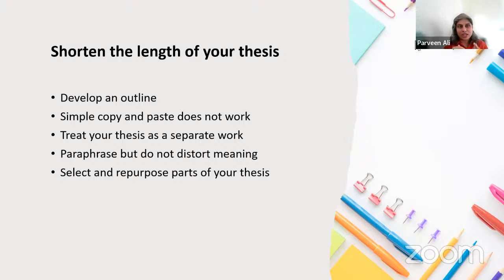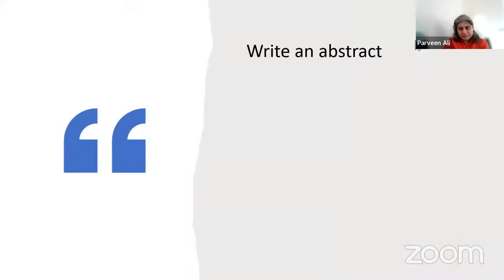For example, in a thesis, you will have the liberty of having 3,000 words for your introduction, whereas for a journal article, you'll probably have only 500 words. So you cannot simply pick things from one to the other. You have to paraphrase and write in a different way, and do that in a way that doesn't distort your meaning. Select and repurpose the parts of your thesis which are important. Pick the information which would be useful for your journal article. But again, don't just take everything else.